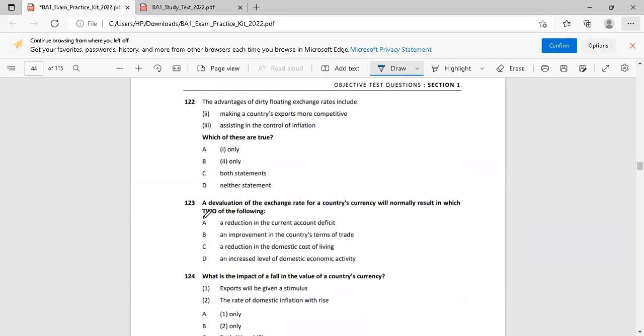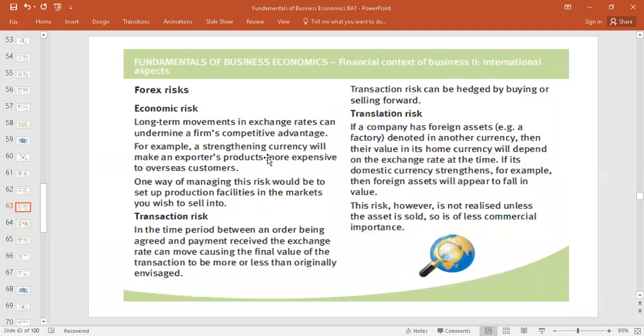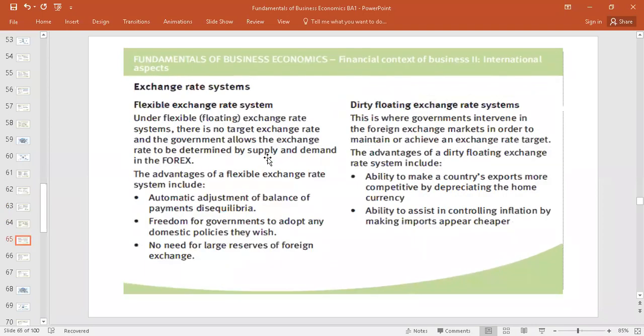122, the advantage of dirty floating exchange rate includes making a country's exports more competitive, assisting in the control of inflation. Which of these following are true? Dirty is where the government intervenes into deciding what would be the exchange rate. So, what are the advantages of dirty floating exchange rate? Making a country's exports more competitive. It is not a policy about encouraging the exports, but the impact can be seen.